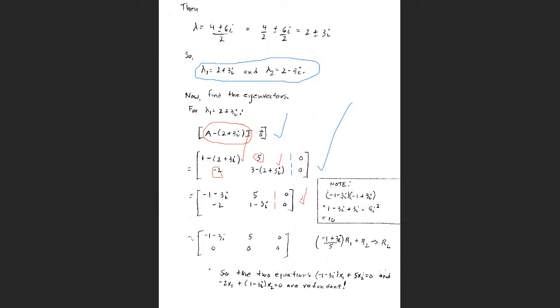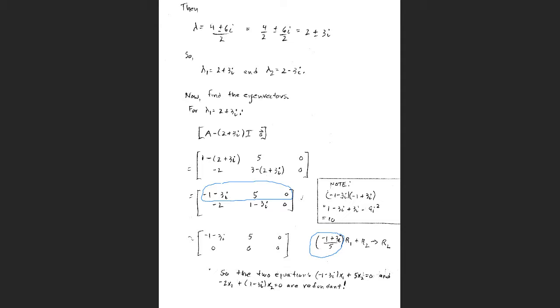All right, so if I take the first row and I multiply that by this scalar, -1 plus 3i over 5 times row 1, and then add that to the second row and replace the second row by that result, I'm going to end up with zeros in the second row.